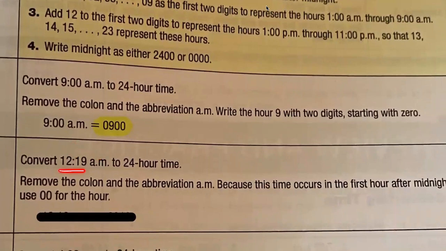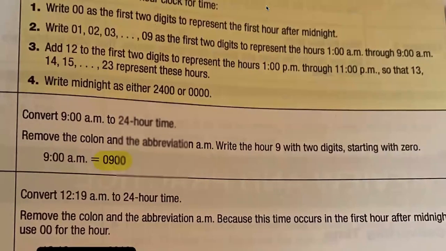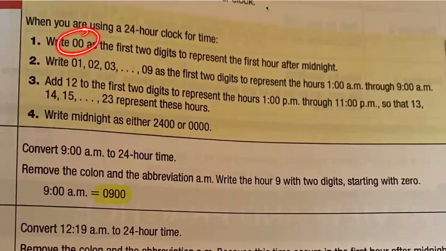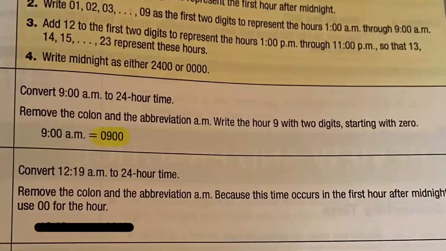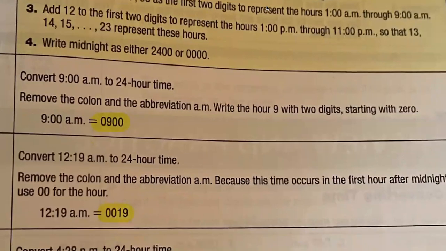So if we want to convert 12:19 a.m. to the 24-hour clock system, you have to remember that 12:19 a.m. indicates that we're still within the first hour. So that goes back to having to use 00 to represent the first hour after midnight. So if we are 19 minutes in, that implies we are at the 0th hour, and then here we'll have 19 minutes. So there we can see 0019. So again, no colon and no AM or PM.